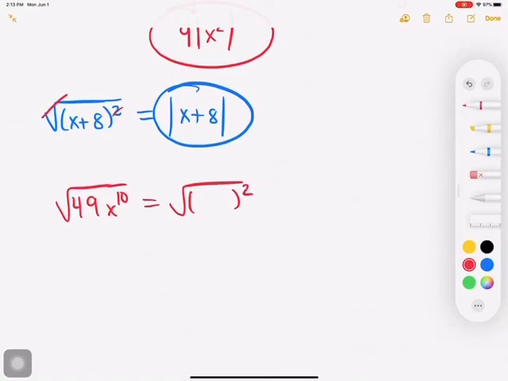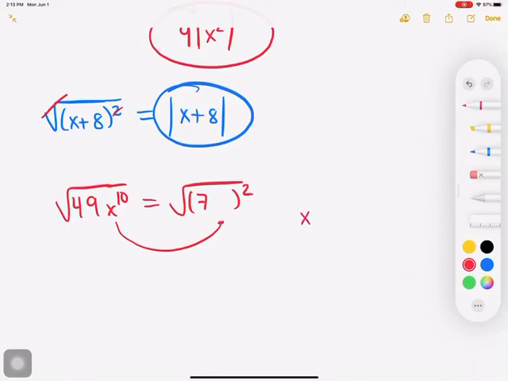square. So first of all, what is 49 the square of? If I want to write it as a square, I have to find out what is 49 the square of, and the result is 7, because 7 squared gives us 49. Okay, so 49 is the same as 7 squared. X to the power of 10, how can I rewrite that as a square?